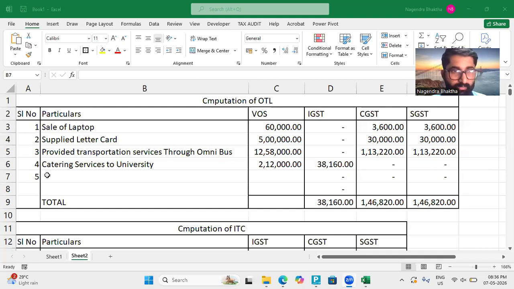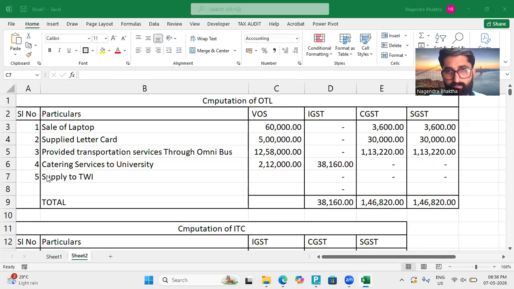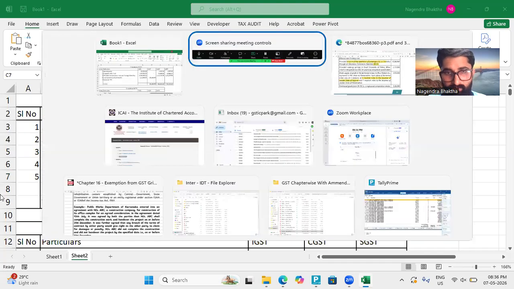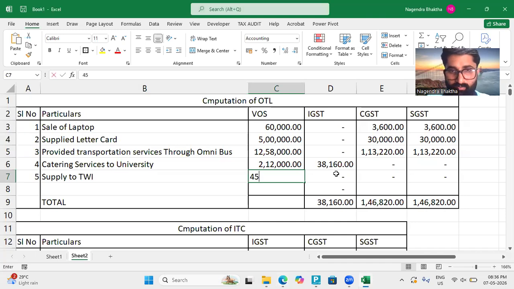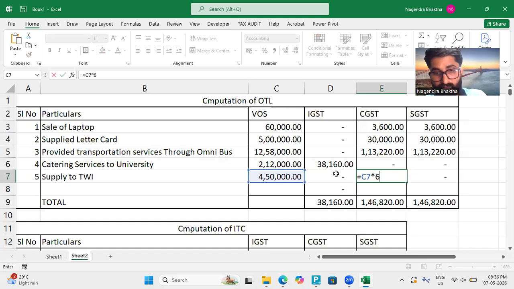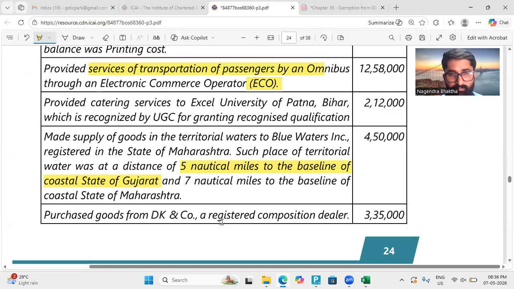So here, supply to TWI, territorial waters. So what is the value? Value is given as 4,50,000. And as it is Gujarat, so it is CGST, SGST, and it is goods, so that it is 6%. Remember, it is 6%. Okay, so totally 27,000. Purchase goods from DK and Co.